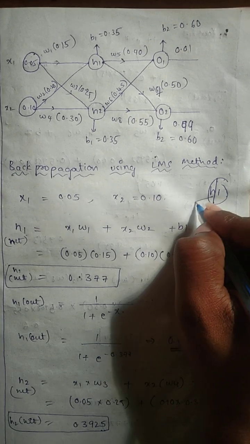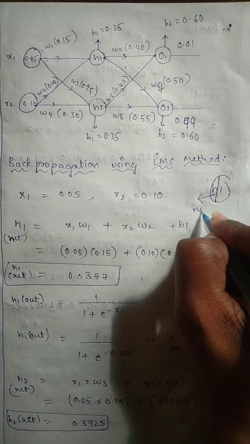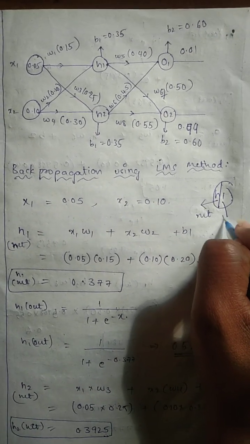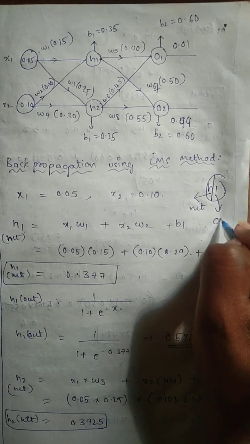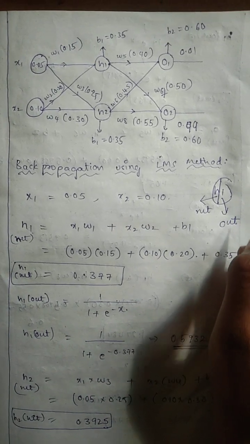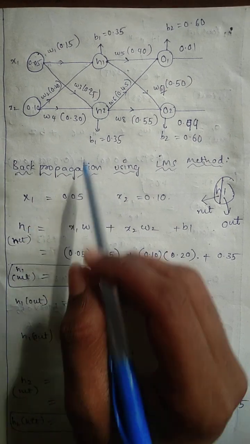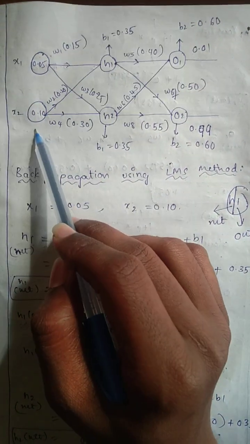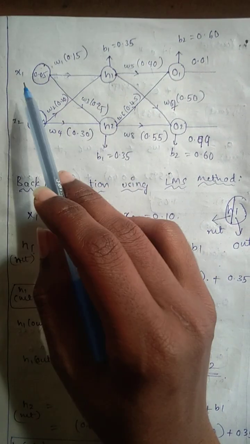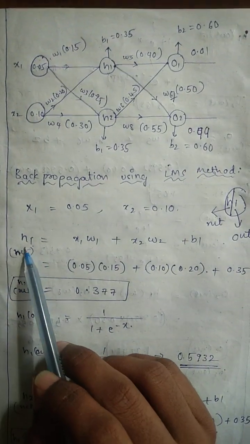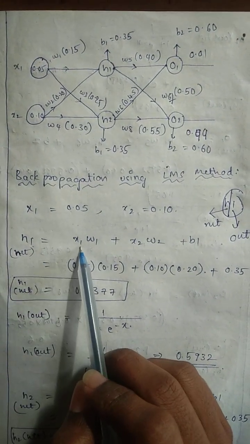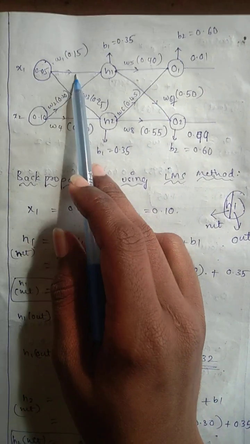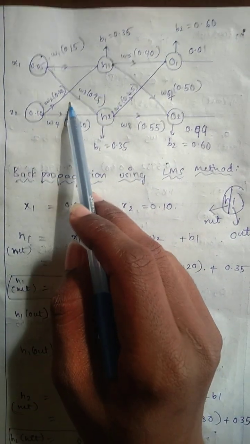Before the activation function we call it the net value. After we apply the activation function we call it the out value. Now h1 is connected to both inputs x1 and x2. The formula: h1 net value is equal to x1 w1 plus x2 w2.